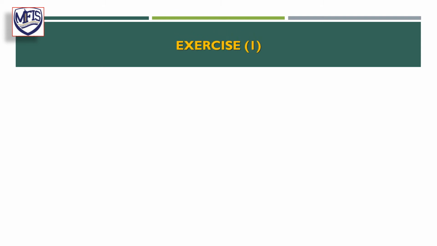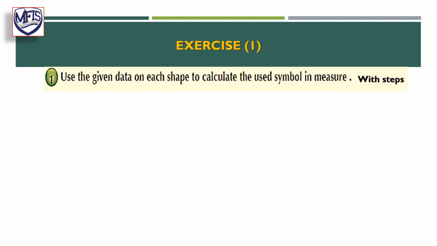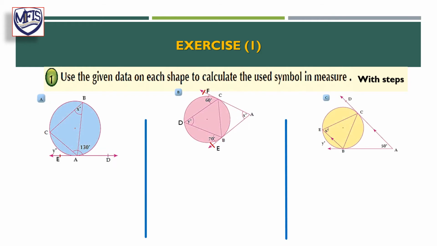Exercise number 1. Use the given data on each shape to calculate the unknown symbols in measure, with the steps. Now I have 3 problems, A, B, and C. Look at number A. I want to find the value of X and the value of Y. X here is the measure of angle B, and Y is the measure of arc AC. How to find each of them?